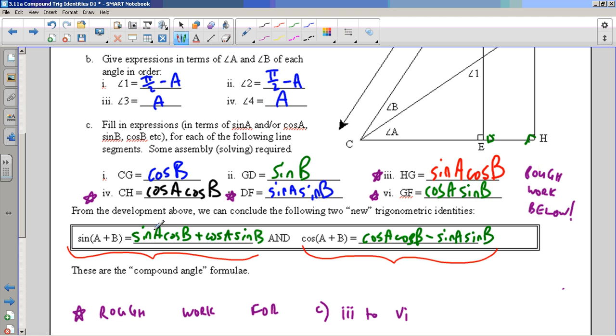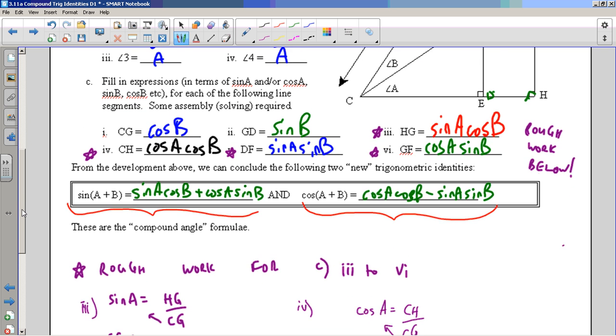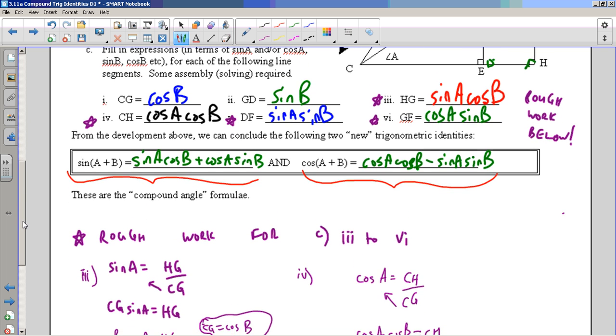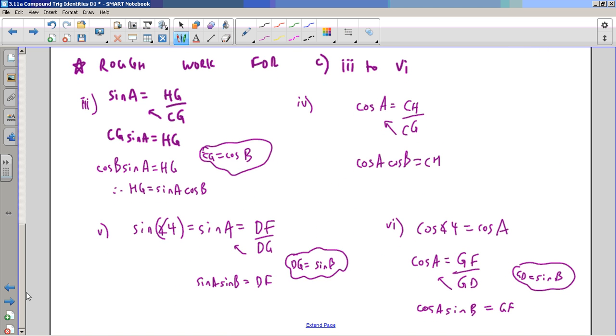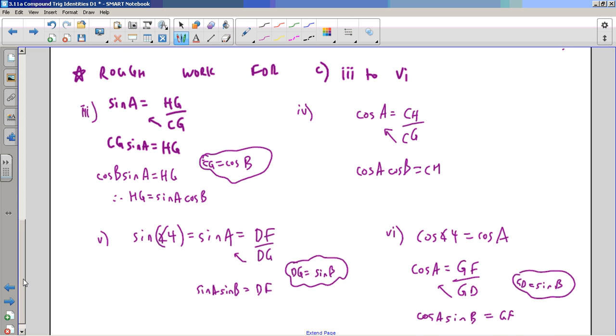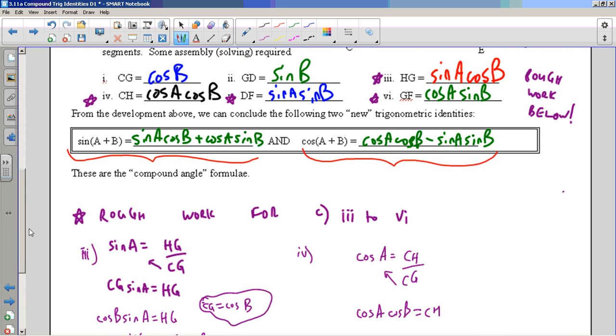And the other one, there's a nice pattern there too, right? One each of cos and sine, one each of A and B. That's not bad. It's a pretty easy pattern. Cos cos minus sine sine, and the sine of A plus B is one of each. There's the rough work for you to check. Again, pause if you need to. I could post this at the back of the room if you really want to see this as well.